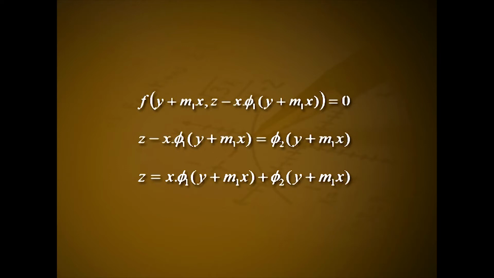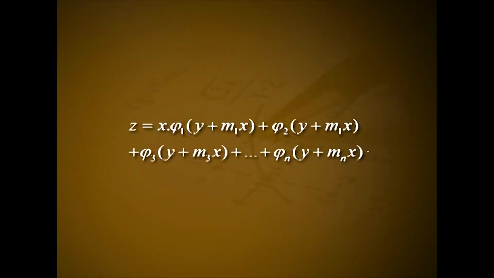or z - x phi1(y + m1x) = phi2(y + m1x), or z = x phi1(y + m1x) + phi2(y + m1x). Therefore, the general solution of equation 1 is z = x phi1(y + m1x) + phi2(y + m1x) + phi3(y + m3x) + etc. + phi n(y + mn x).